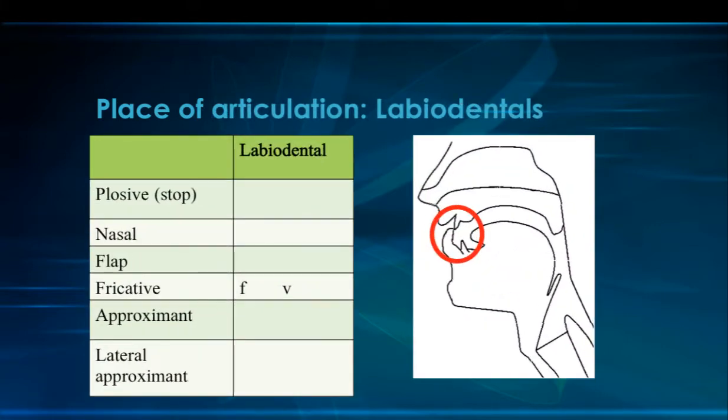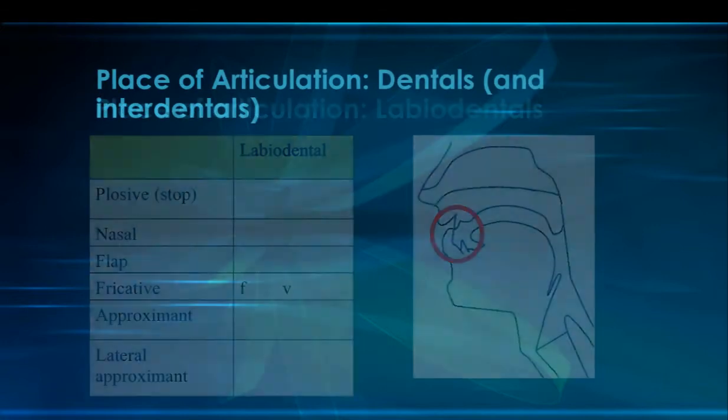Next come labiodentals. There are 2 labiodental sounds in English, F and V. They are produced with upper teeth touching the lower lip. The symbols for them are the same as the regular Roman letters.